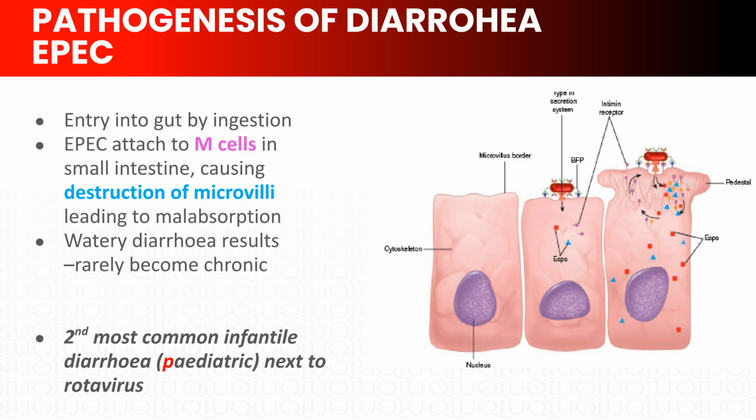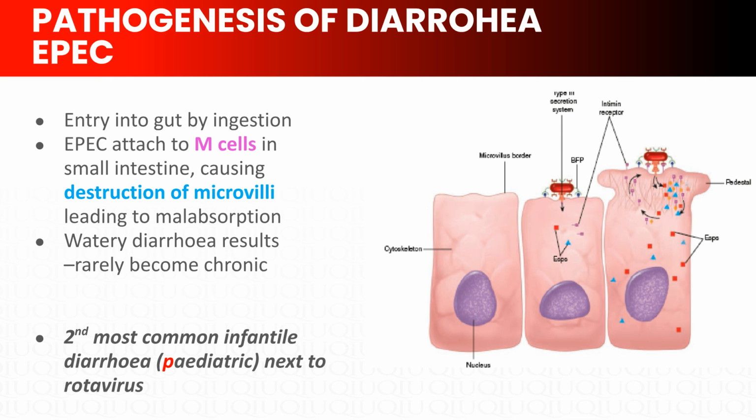Next is EPEC, enteropathogenic E. coli, historically the first pathogenic E. coli discovered. Like ETEC, entry is through ingestion of contaminated food or water. However, EPEC has a completely different strategy. EPEC specifically attaches to M cells in the small intestine. M cells are specialized epithelial cells that normally sample antigens for the immune system.